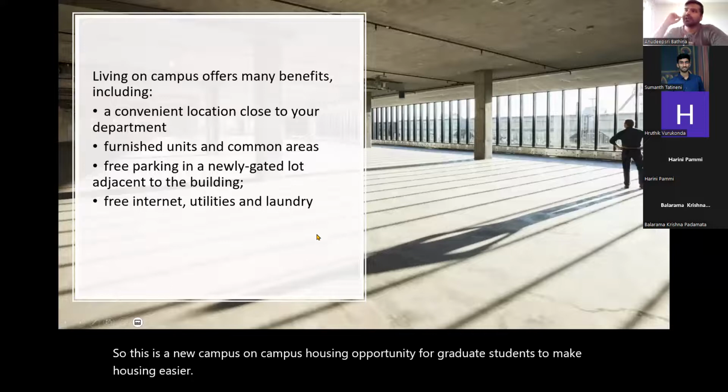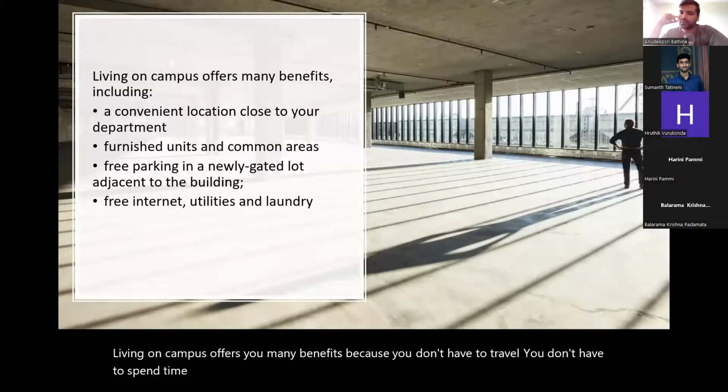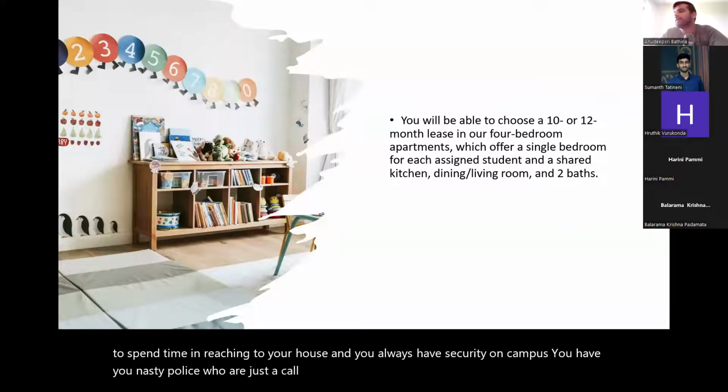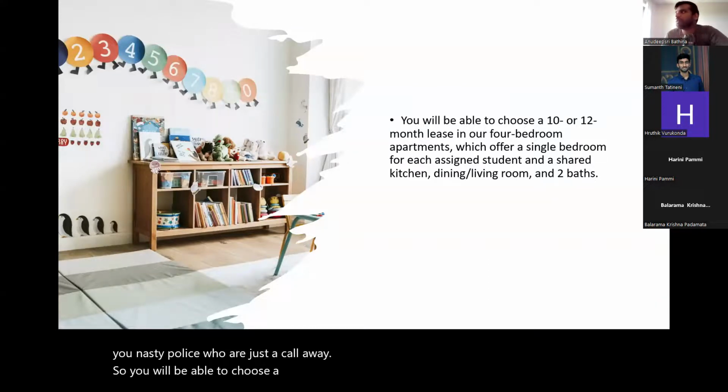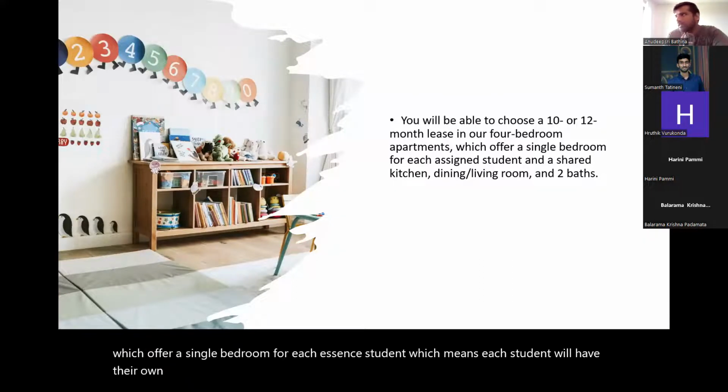Living on campus offers you many benefits, because you don't have to travel, you don't have to spend time reaching your house, and you always have security on campus. You have UMass police who are just a call away. So you'll be able to choose a 10 to 12-month lease in these 4-bedroom apartments, which offer a single bedroom for each student, which means each student will have their own bedroom. And there'll be a shared kitchen, dining, something like an apartment setup.